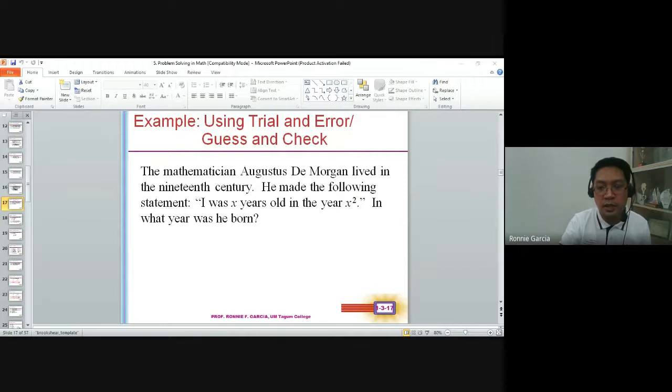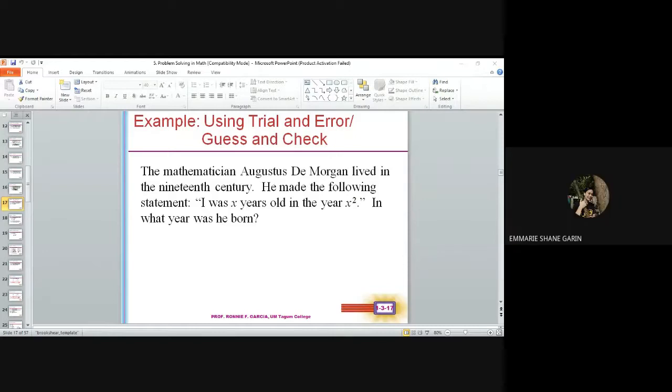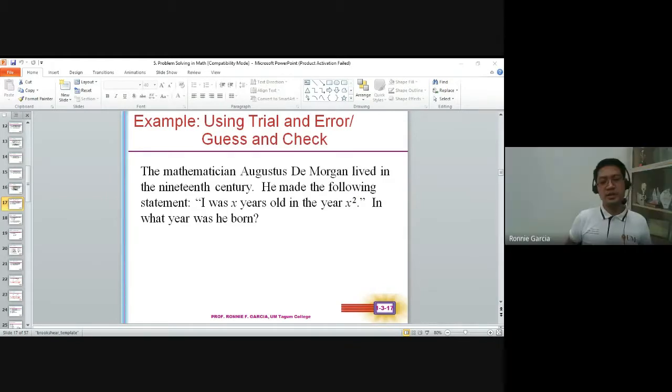Kindly read the problem. Let's have Garin. The mathematician Augustus De Morgan lived in the 19th century. He made the following statement: I was X years old in the year X squared. In what year was he born? Thank you so much.